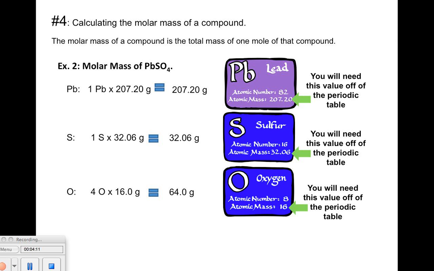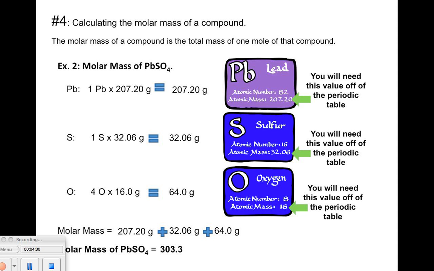We want to know what the molar mass of the compound is. So to get the molar mass of the compound, we're going to have to add the mass of lead plus the mass of sulfur plus the mass of oxygen. And when we do that, we get a molar mass of PbSO4 to be 303.3. And remember, this is a naked number as of right now. We need a unit. And molar masses are the amount of grams per 1 mole of that substance.